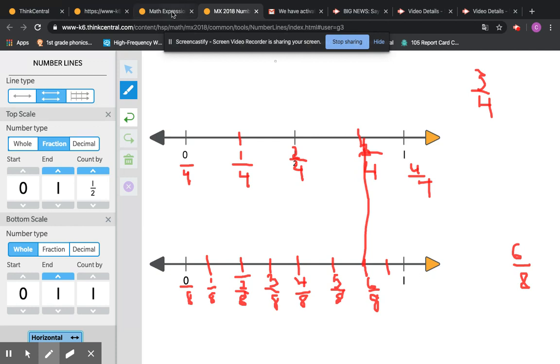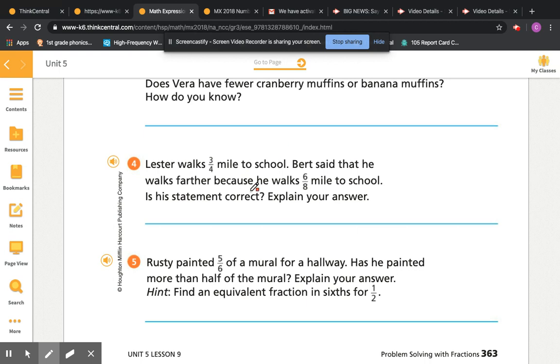And for equivalent fractions, what is the symbol that I need to use? Well, first thing is that I'm going to write my fractions here, 3/4. I leave a space, I write 6/8. And then according to the number line, I noticed that 3/4 and 6/8 are equivalent fractions. Okay, if it's asking you to explain your answer, you're going to explain what you just did.